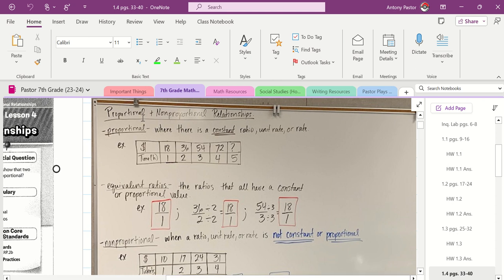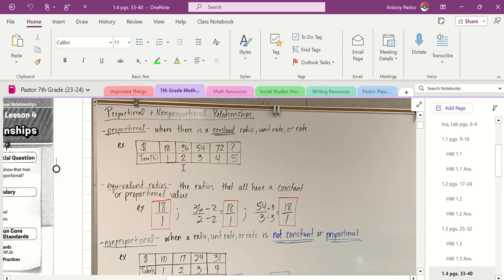A proportional ratio, or proportional, is where there is a constant ratio, unit rate, or rate. So for example, for every 1 hour this person works, they get $18. If they work 2 hours, we double 18 and it's 36. 3 hours, we triple 18, it's 54. 4 hours, we quadruple it. And then 5 hours would be 18 times 5, which would be $90.